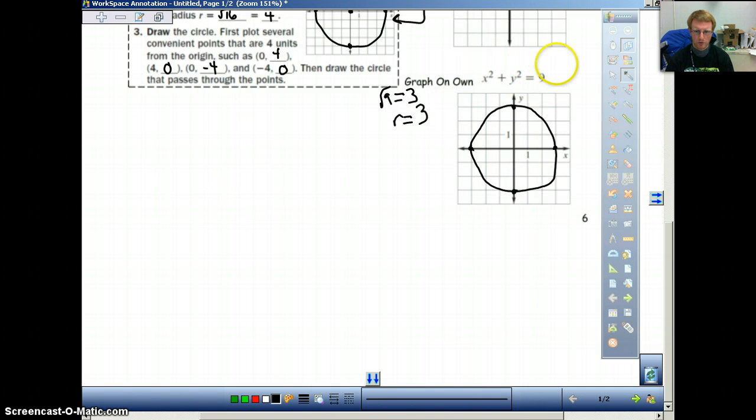Okay, so here's what you should have. You should have the 9. We take the square root of 9, which is 3. Therefore, our radius is 3. We are centered at the origin, so we just go up 3, right 3, down 3, left 3, and then we can draw our circle. I think that's pretty straightforward, so let's go ahead and move on.